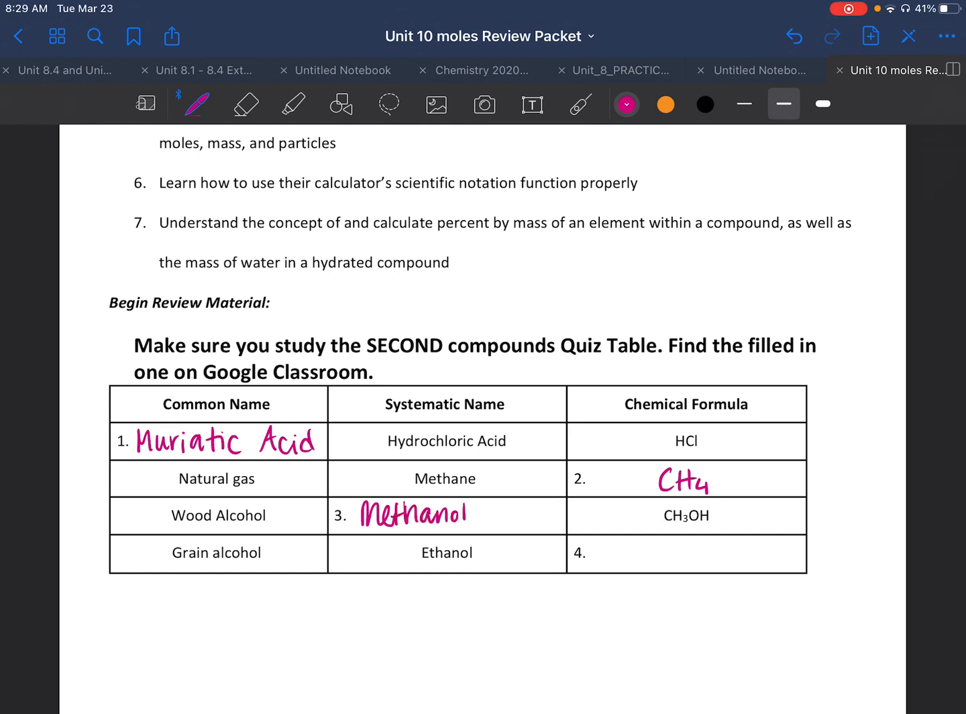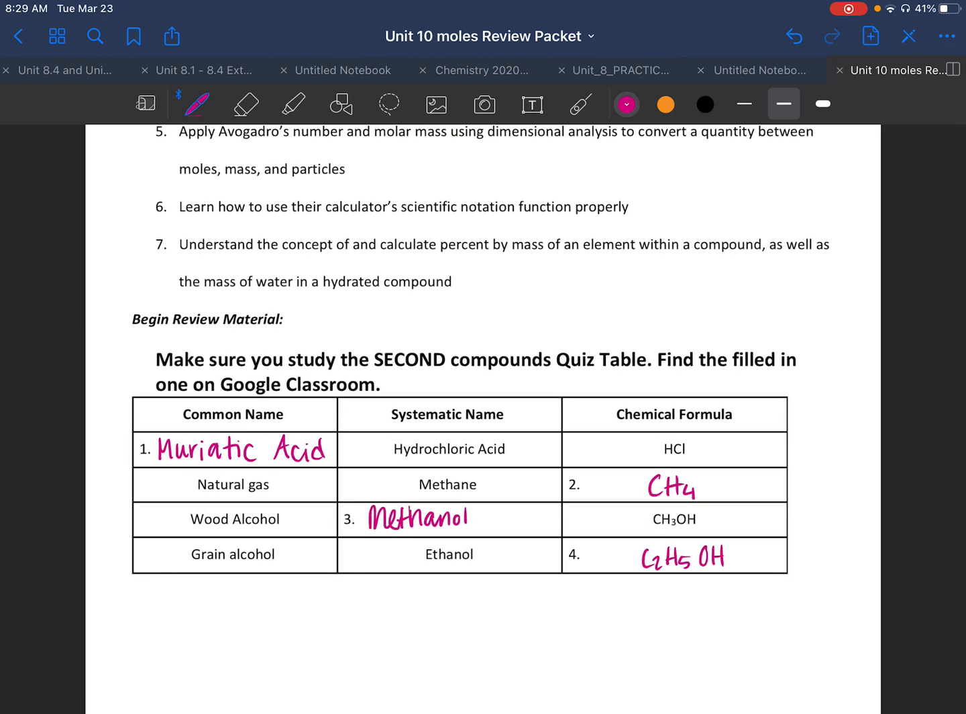There's an H there. And so we give that chemical formula CH3OH. And then we have grain alcohol, or ethanol, which is C2H5OH. All right, now moving on.